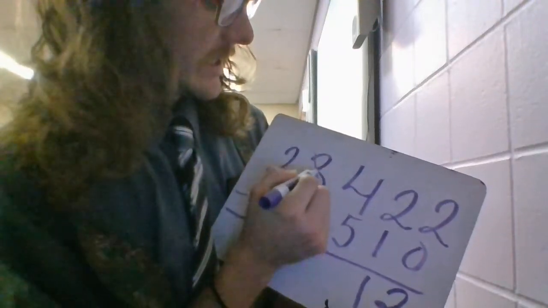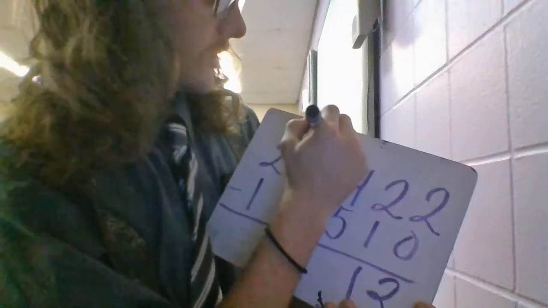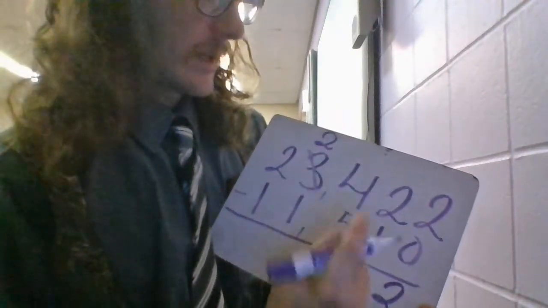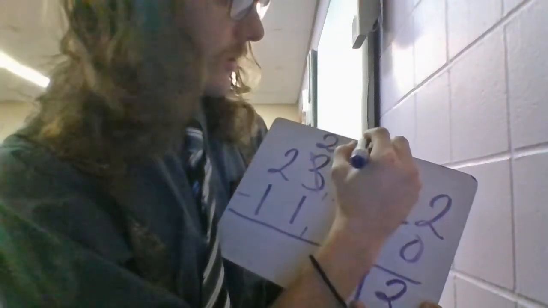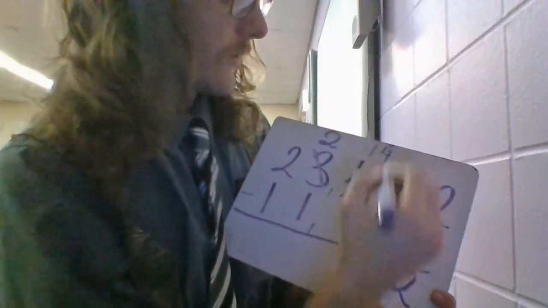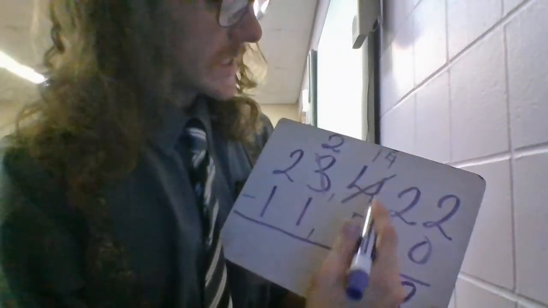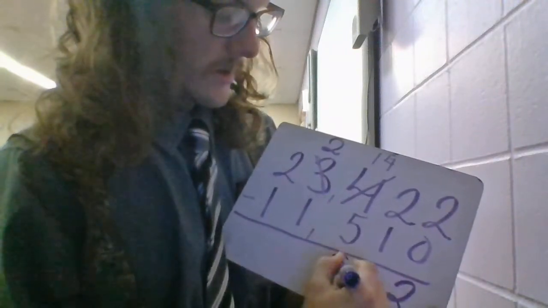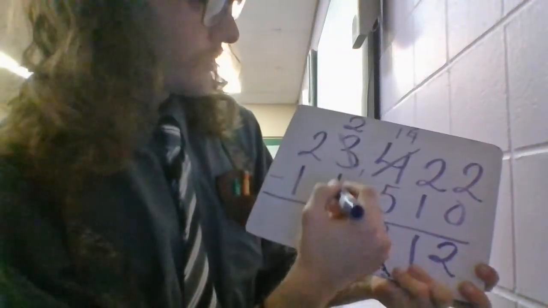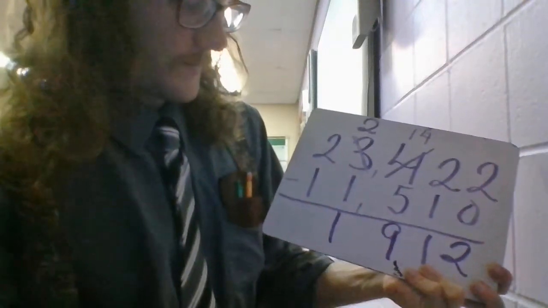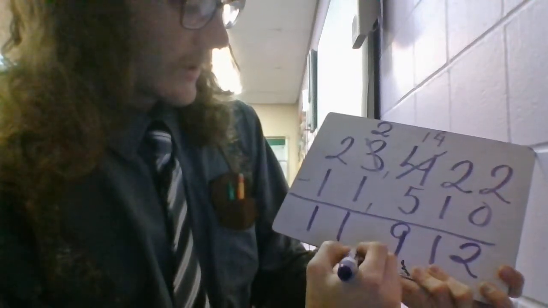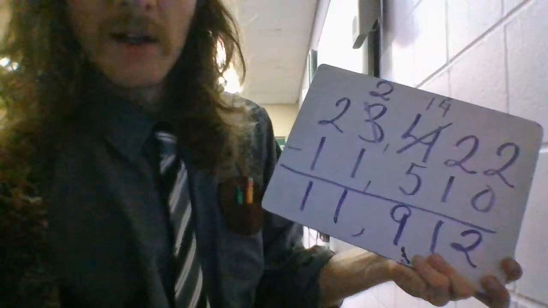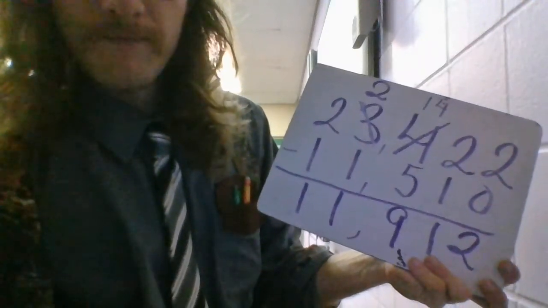instead of 1,000, we needed to take 1,000 pieces, which left us with 2,000s. Then we took those 1,000 pieces and we added it to the 4. So we had 14. 14 minus 5 now is 9. 2 minus 1 is 1. 2 minus 1 is 1. We get 11,912. Cool deal.